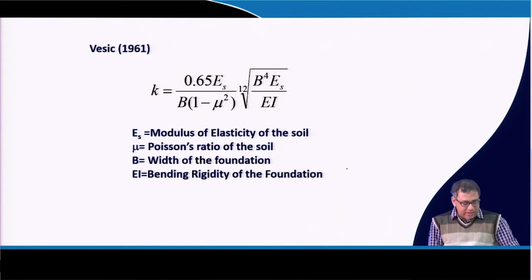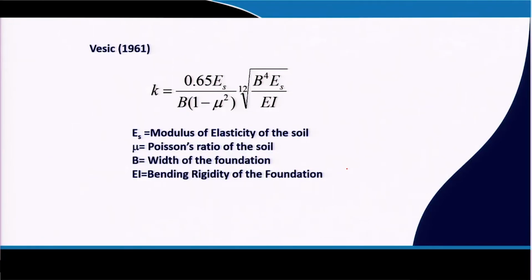Next we have other correlations also, and in the next class I will give you some more correlations by which you can get the K value, and I will discuss some other methods also by which you can determine the K value, and then I will give some ranges by which you will get the K value for different types of soil.